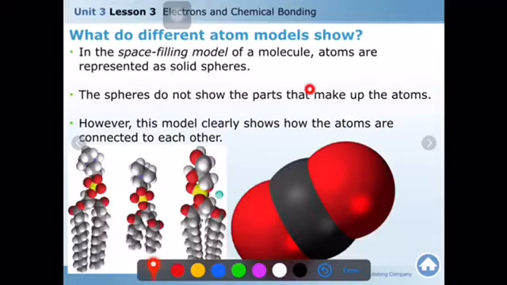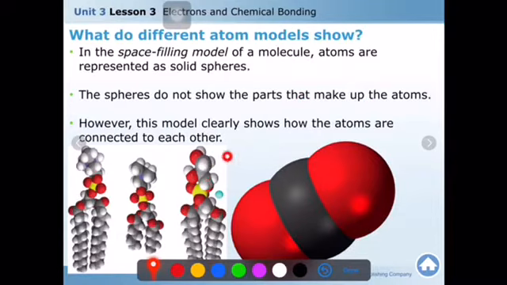What do the different atom models show? In the space-filling model of a molecule, atoms are represented as solid spheres. You see, it is completely different from the Bohr model as well as the electron cloud model, right? Each and every atom is just shown as a ball, a sphere shape. You are not able to see the subparticles of the atom in this model. The spheres do not show the parts that make up the atoms.